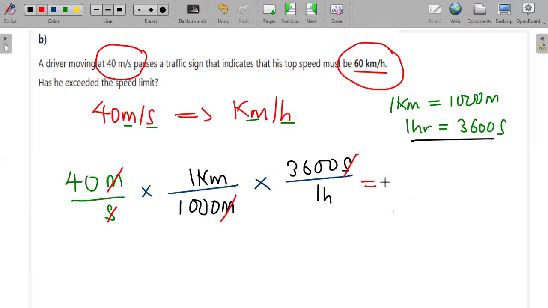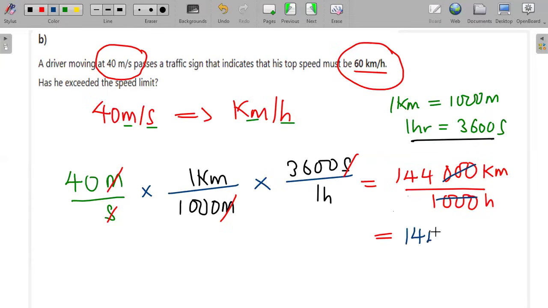So what do I get there? I'll just do 40 multiplied by 3,600. So 40 multiplied by this, I'm going to get 144,000 divided by, don't forget the kilometer, divided by the 1,000 here, which is hour, because this 1,000 is multiplied by the hour. So we can cancel out these zeros here, or you can simply punch it directly on the calculator. So you're going to get 144 kilometers per what? Per hour. So this speed here, the 40 meters per second, is the same as 144 kilometers per hour.